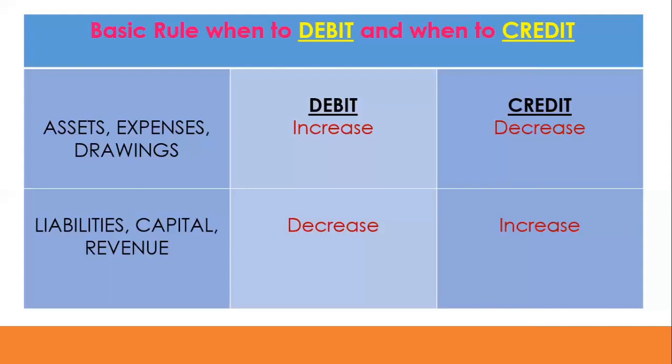On the other hand, when a transaction causes liabilities, capital, and revenue to decrease, then we have to debit the account. However, if the transaction causes the increase of liabilities, capital, and revenue, then we have to credit such accounts. Therefore, in order to avoid committing error regarding debit and credit, then we need to be familiar with the rule and stick with it. Now, we will summarize the rules of debit and credit in the following matrices or models.